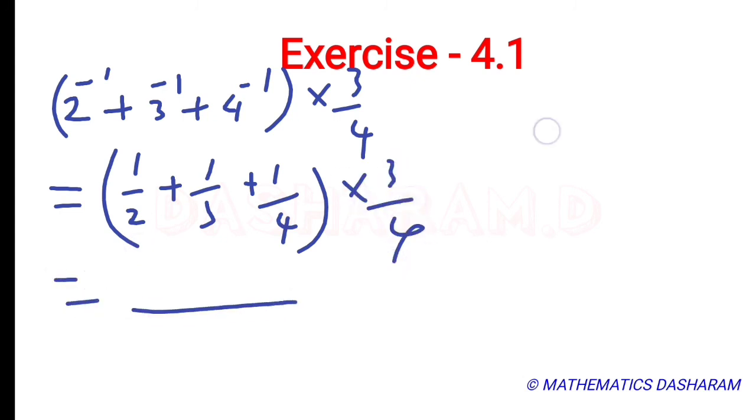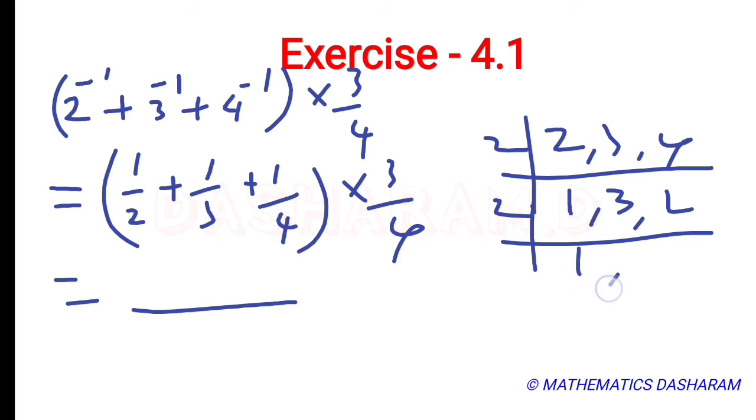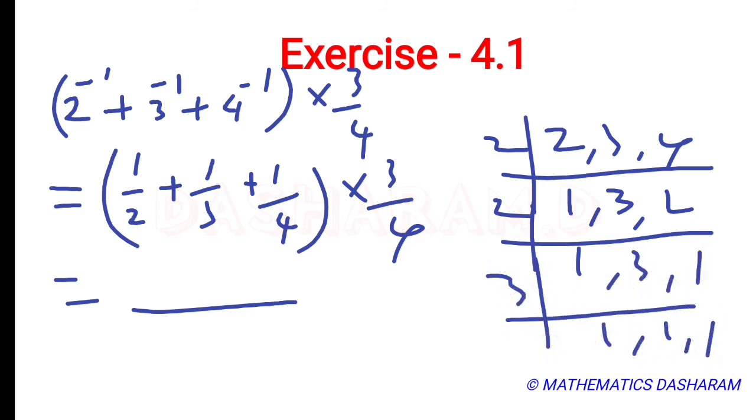So the LCM of 2, 3, 4. See here, the first and last come in the 2 table. 3 does not come in the 2 table, so write it as it is. Next, 2 table: 1, 3, 1. Next, 3 table: 1, 1, 1. So 2 twos are 4, 4 threes are 12. So the LCM is 12.